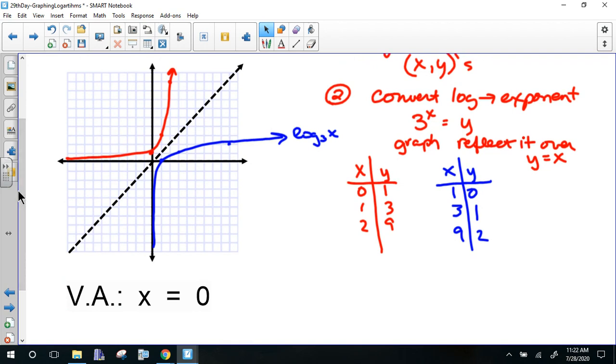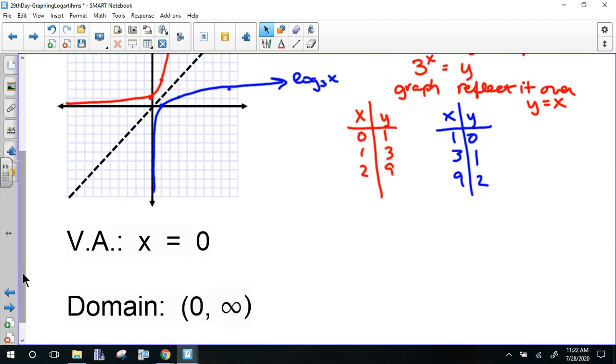So I have a vertical asymptote at x equals 0. It never crosses the y-axis. My domain is 0 to infinity. Domain is the x values. I go from 0, but I don't include it, all the way out going toward infinity.